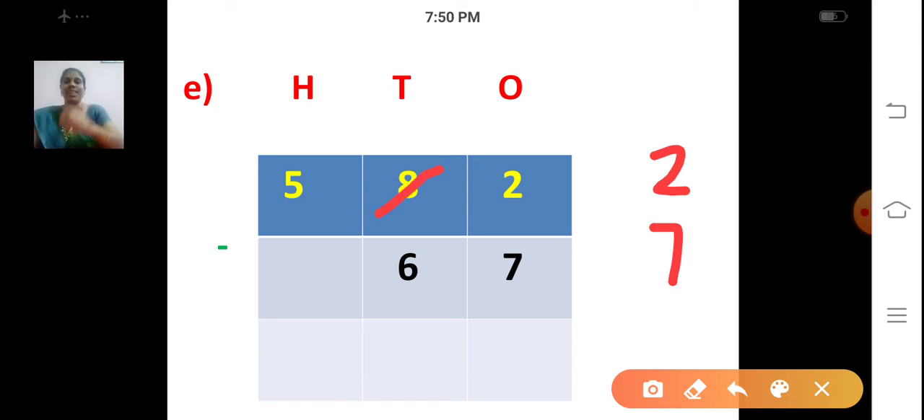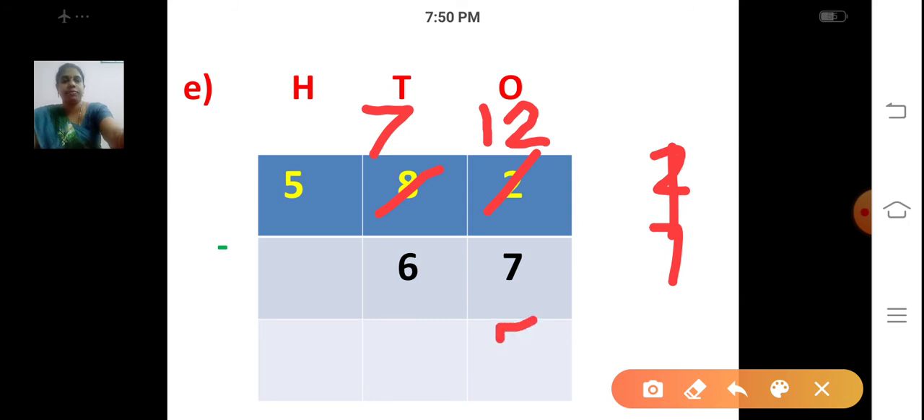We have to borrow from the tens place. So now I have 8 in the tens place. 8 minus 1 is 7. So my tens place will become 7 and my ones place will become 12. What is the meaning? I'm giving 1 ten, that means 10 ones, plus the 2 ones I already have, so 12 ones. Now subtract 12 minus 7. 12 ones minus 7 ones is 5 ones. Write down 5.